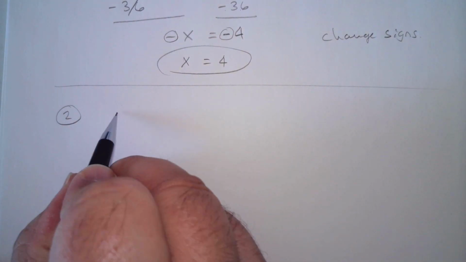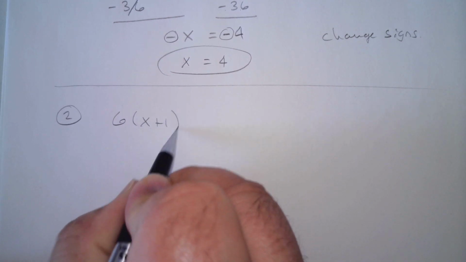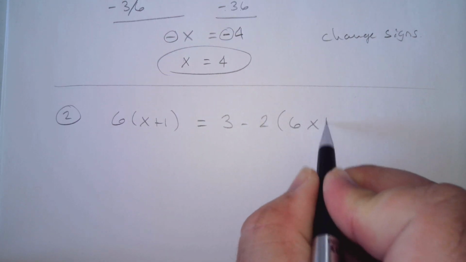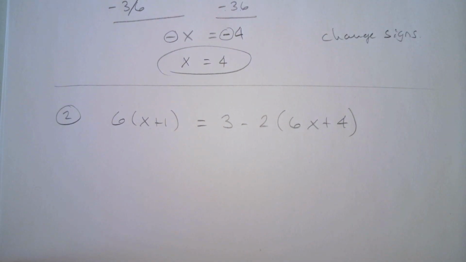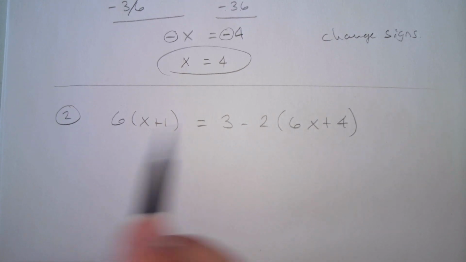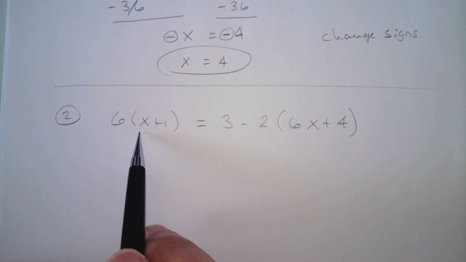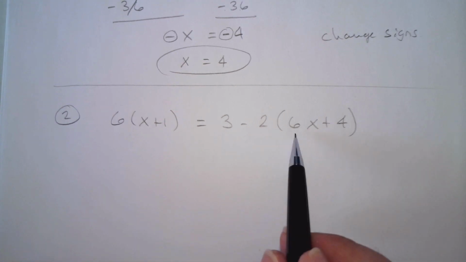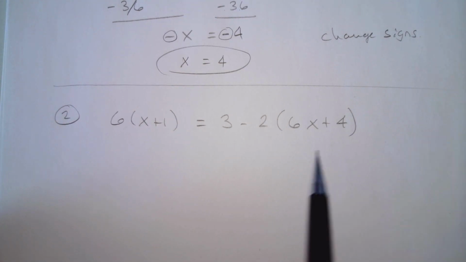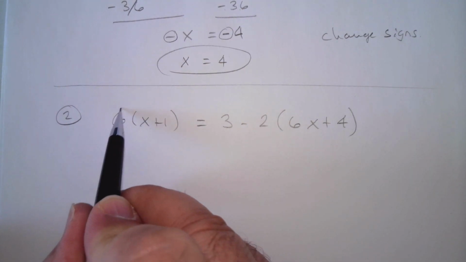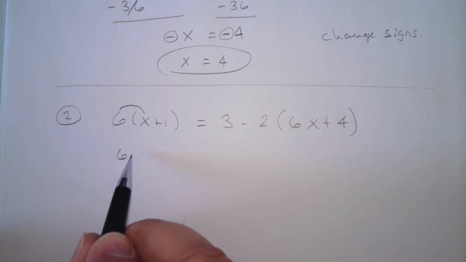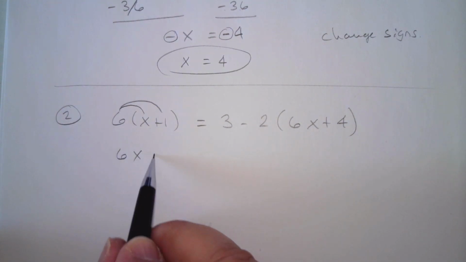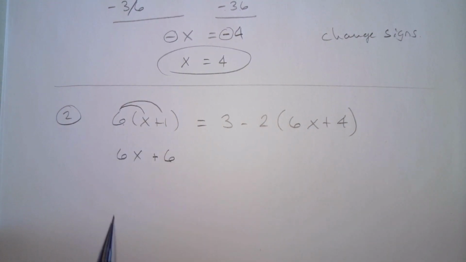Number 2, we have 6 times x plus 1 equals 3 minus 2 times 6x plus 4. Since there's no fractions, there's an equal sign and x's, we have to solve for x. Order of operations, we can't do anything inside the parentheses, so we get rid of the parentheses. How? By distributivity. 6 times x is 6x. Positive, positive is a positive. 6 times 1 is 6.